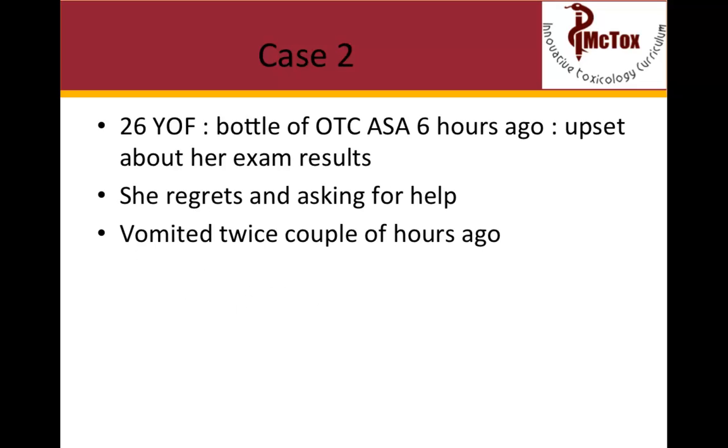Now compare her to our second case. A 26-year-old female presents to your department stating that she took a whole bottle of over-the-counter ASA 6 hours ago because she was upset about exam results. She regrets having done this and is asking for help. She vomited twice a couple of hours ago and is otherwise asymptomatic. What else would you like to know about her ingestion?